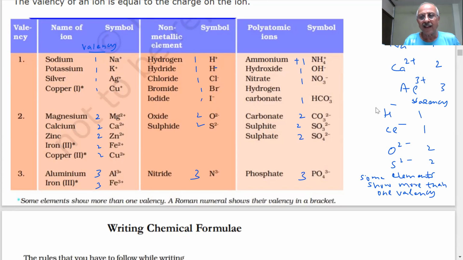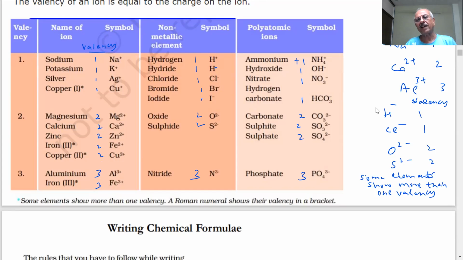Yes, sir. They are important for writing the chemical formulas. Without these, I will not be able to write the chemical formula. I must learn them. A table is given in the book. So the first thing you will do will be to learn the charges on these ions and the valencies which I told you. Can you learn it? Yes, sir. Okay, learn it.